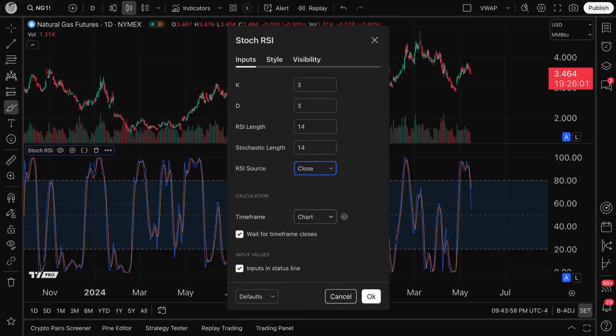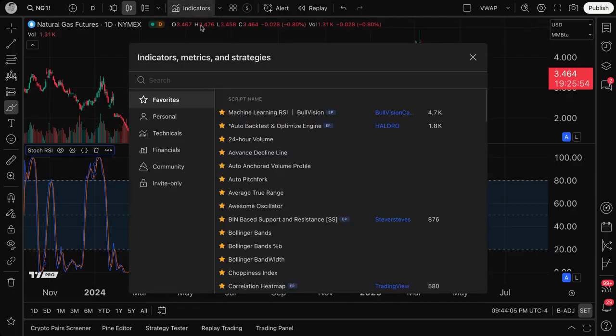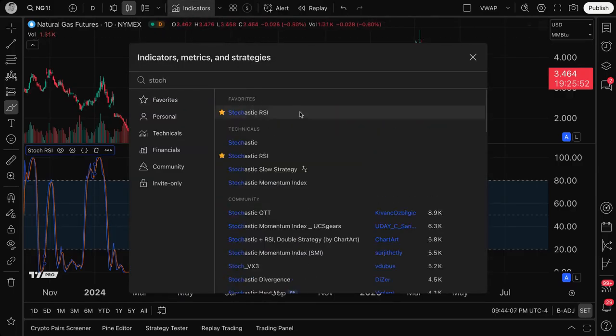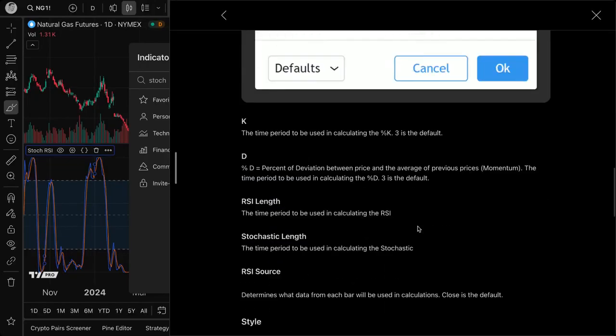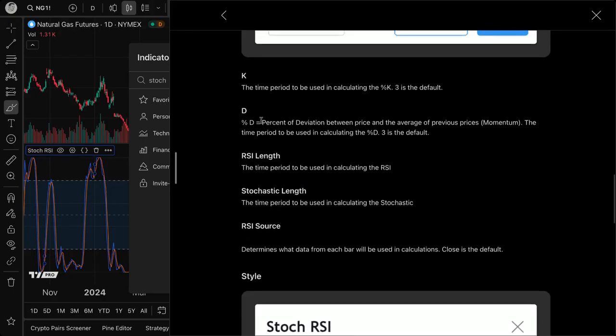So now you've got the settings menu here right before you to dive in and really understand how it's being calculated. And if you want to, of course, go into those calculations even further, we can go to Stochastic RSI, open up the Help Center again, scroll down, the K, the time period to be used in calculating the percentage K, 3 is the default. D, percentage D, percent of deviation between price and average of previous price's momentum. The time period to be used in calculating percentage D, and 3 is the default.